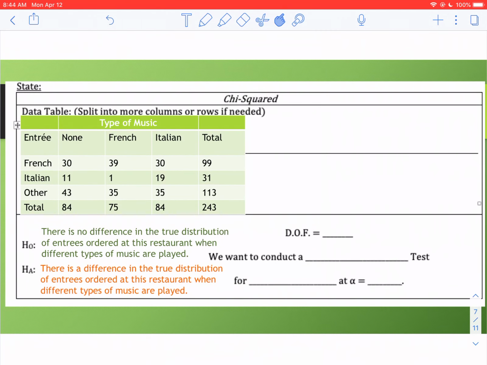Okay, so using the template, we have our H naught and HA, and our H naught is going to be there is no difference in the true distribution of entrees ordered at this restaurant when different types of music are played. And HA is there is a difference in the true distribution of entrees ordered at this restaurant when different types of music are played.